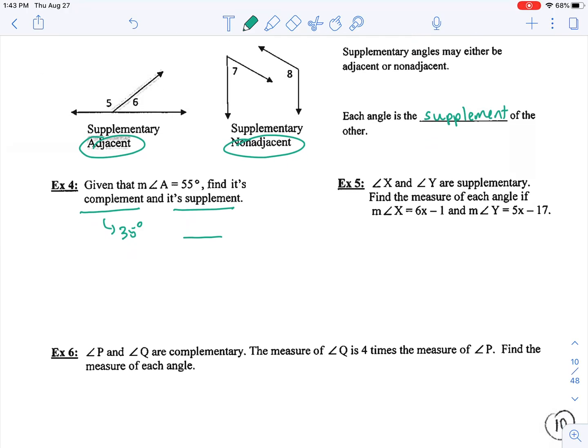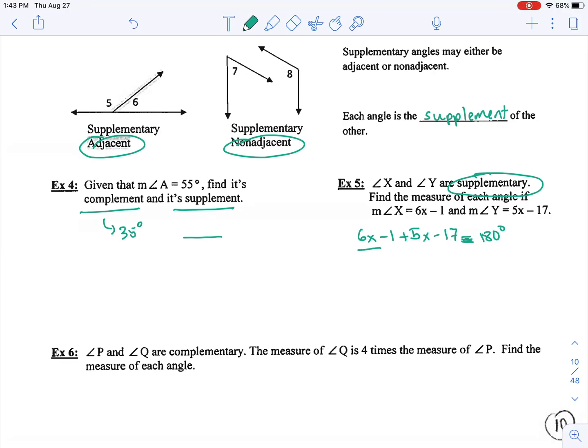In example 5, angle X and angle Y are supplementary angles. Find the measure of each angle if the measure of angle X is 6x minus 1 and the measure of angle Y is 5x minus 17. Do I set them equal to each other, which is sometimes what I have students do? The answer is no, they're supplementary. So I would find the sum of the two, 6x minus 1 plus 5x minus 17, and set it equal to 180 degrees. Be careful whether you set it equal to 90 for complementary and 180 when it's supplementary.